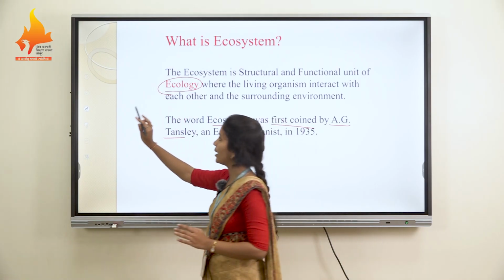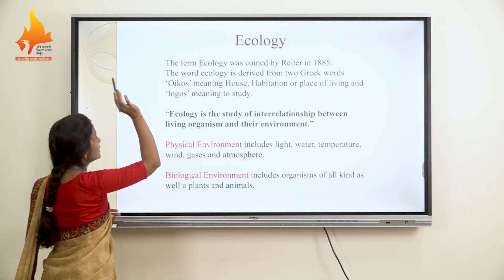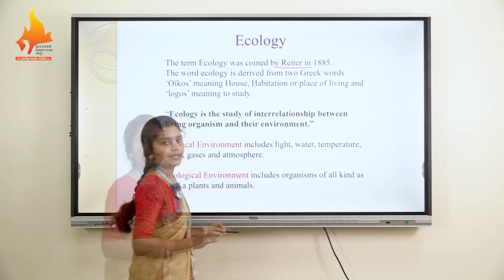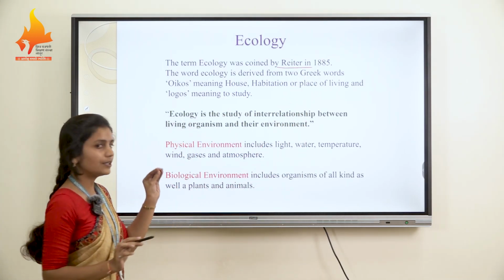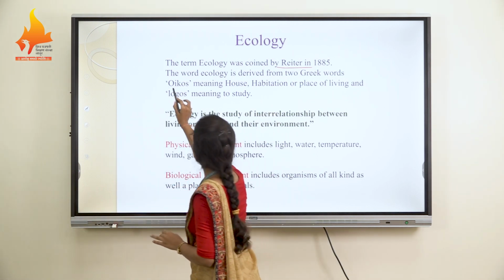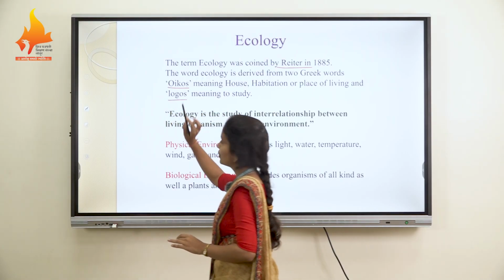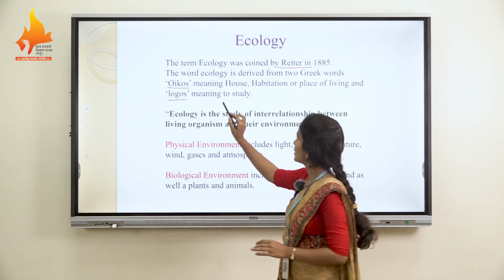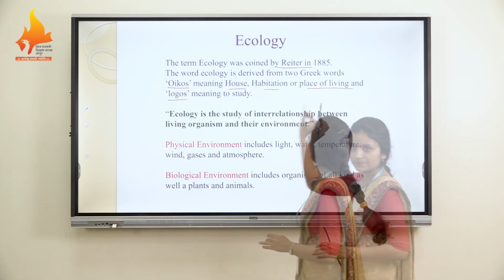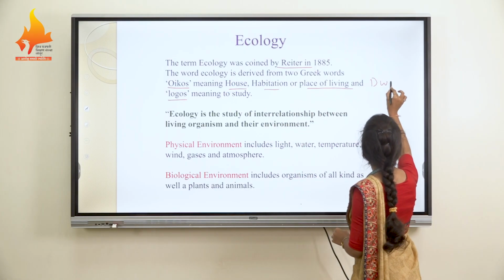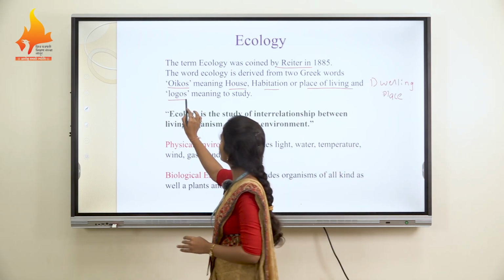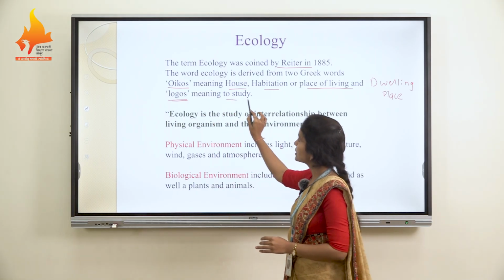But first of all, we have to know what is ecology. The term ecology was coined by scientist Ritter in 1885, and the word ecology is derived from two Greek words. What are these two Greek words? That is oikos and logos. What is oikos? Oikos means house, habitation, or the place of living. It is also called the dwelling place. Dwelling place means what? The living place of that particular organism. And what is logos? It means to study.